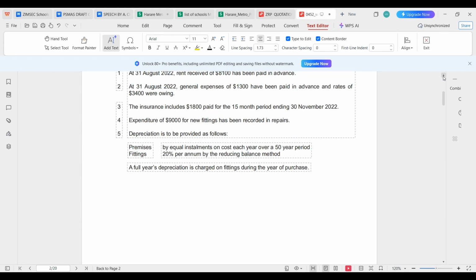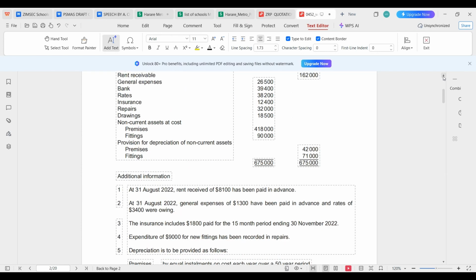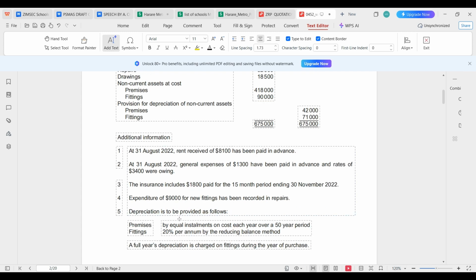Then we look again for another expenditure that we have besides repairs. You see that now we come to depreciation. So for depreciation, we have premises, and then we have fittings, isn't it? And if you look at our notes there, we are being told that depreciation is to be provided as follows: premises by equal installments on cost each year over a 50-year period. This means this one is going to be calculated using the straight line method, and fittings 20% per annum by the reducing balance method.